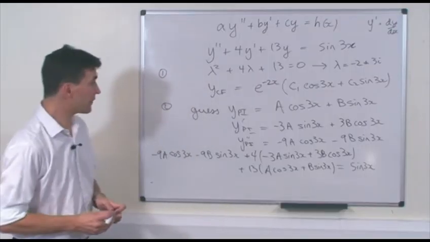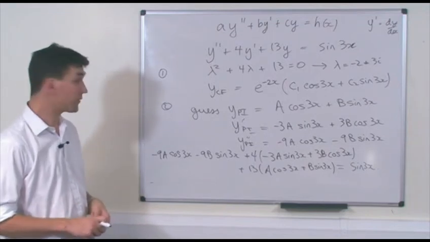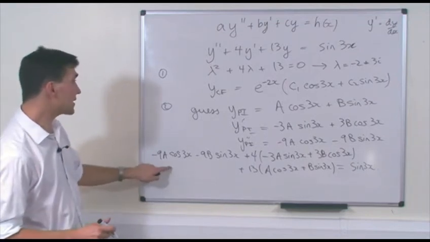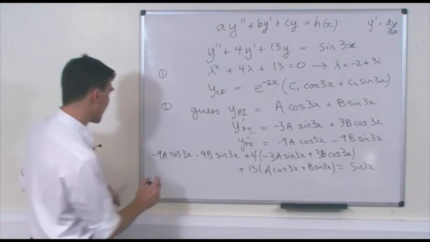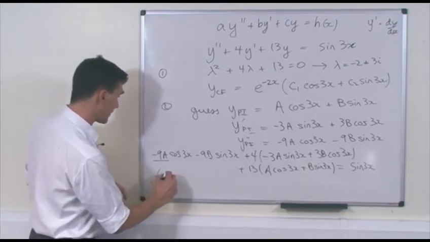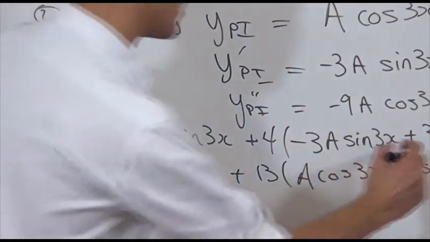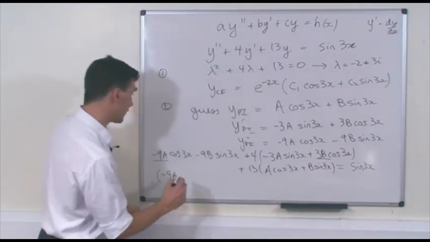Okay, so our job is to find a and b that make this true for all values of x. So let's collect together the sines and the cosines. How many cosine 3x's do we have? Well, we've got minus 9a of them here. We've got some over here. We've got 12b of them there.